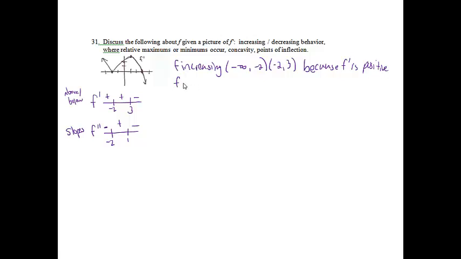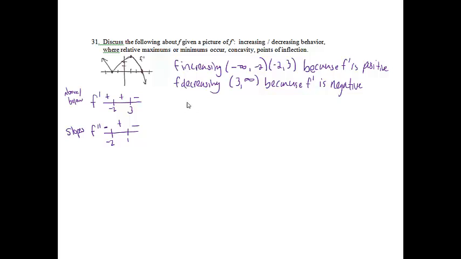Okay, and then we're going to have f decreasing, and that would be from 3 to infinity, and that would be because f prime is negative. Notice I never use the word "it" because I specifically want to go, what am I referring to? I'm referring to my f prime chart.